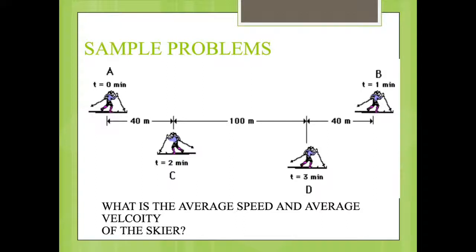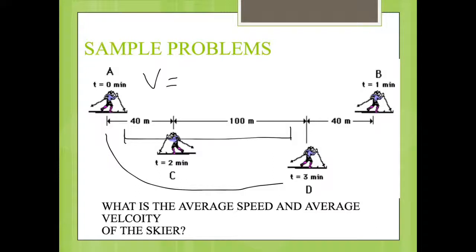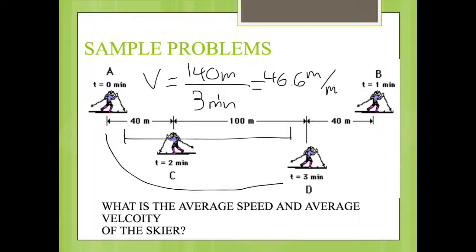Now, if you wanted to find the average velocity, and forgive me, that's misspelled there. Velocity is the displacement over time. So the average velocity is going to just be the displacement, which is between point A and D. And that is actually 140 meters. And it took place over the same amount of time, which was 3 minutes, just like for speed. And if you took 140 divided by 3 minutes, you would end up getting an answer of about 46.6 meters per minute.